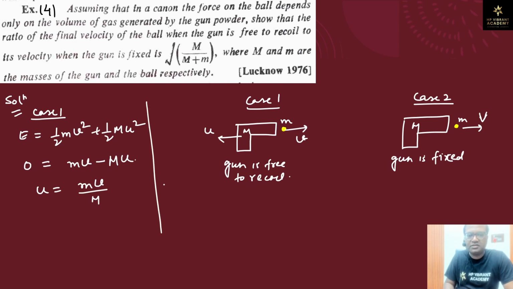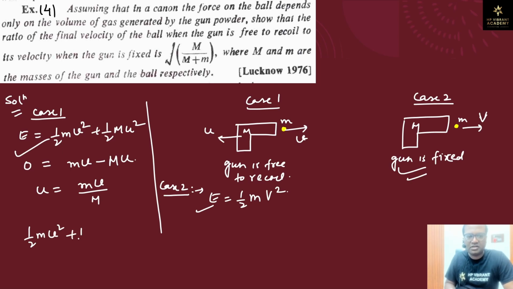And in case 2, the gun is fixed, so the energy will be half of m into capital V square. And we can equate both these expressions. So we have half of small m into small v square plus half capital M u square is equal to half m into capital V square.